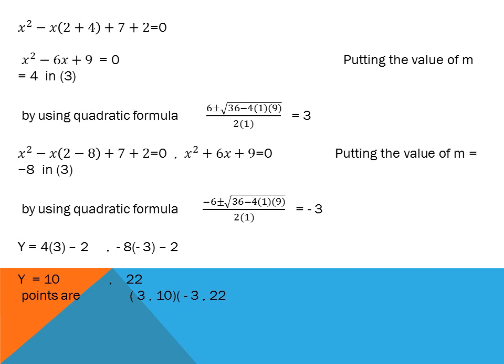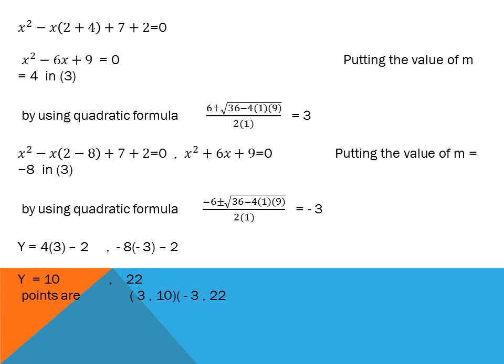x square minus x into (2 plus 4). I put the value of m is equal to 4 here in equation number 1. So x square minus x into (4 plus 2) plus 7 plus 2 is equal to 0, which becomes x square minus 6x plus 9 is equal to 0. So I put the value m is equal to 4 here. Now I applied the quadratic formula to this equation, x square minus 6x plus 9 is equal to 0.